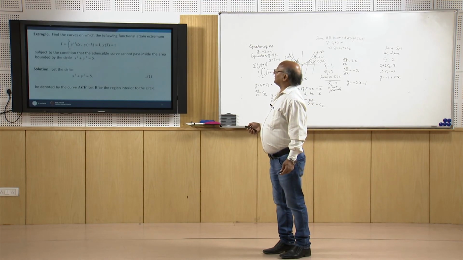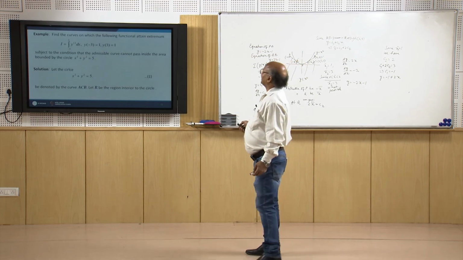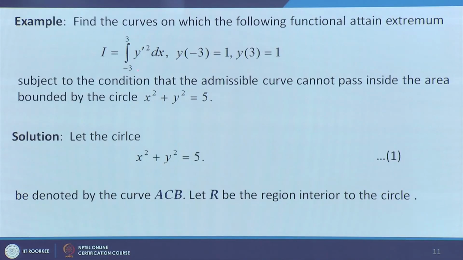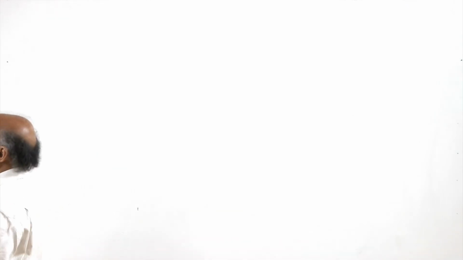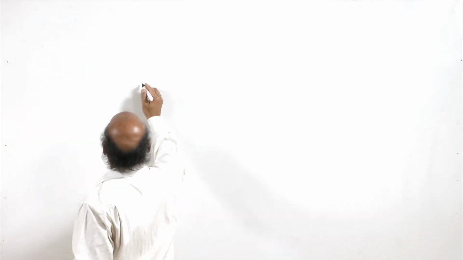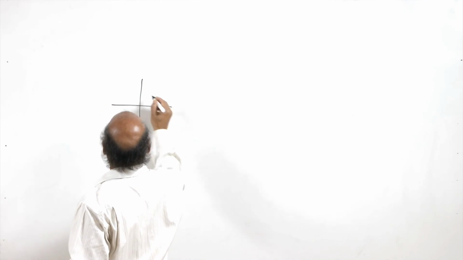Now, let us take another problem. Here we have to extremize the functional I equal to integral over minus 3 to 3 y dash square dx, where y assumes value 1 at x equal to minus 3, and it assumes the value 1 when x is equal to 3, and it is subject to the condition that the admissible curve cannot pass inside the area bounded by the circle x square plus y square equal to 5. Now, here we have the circle x square plus y square is equal to 5.